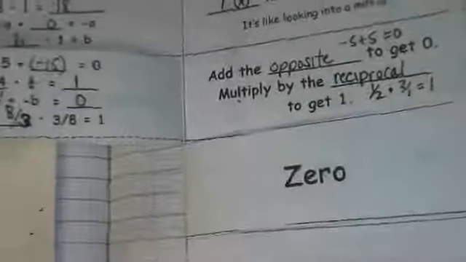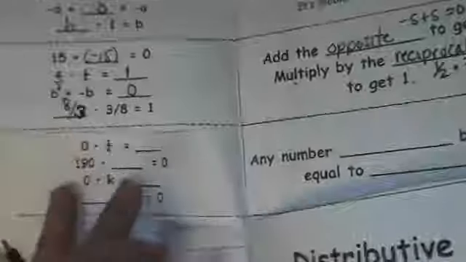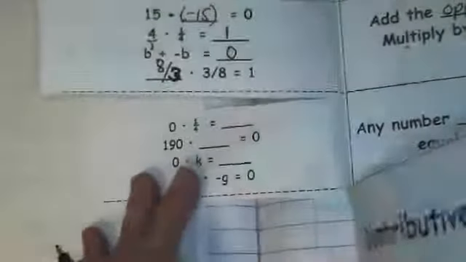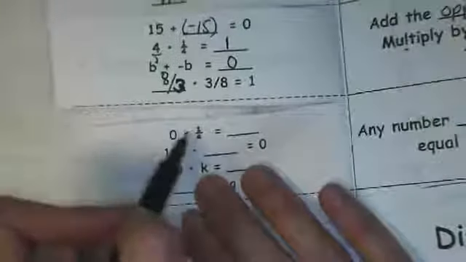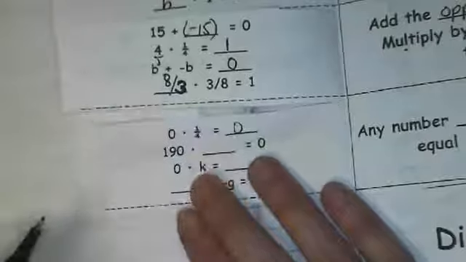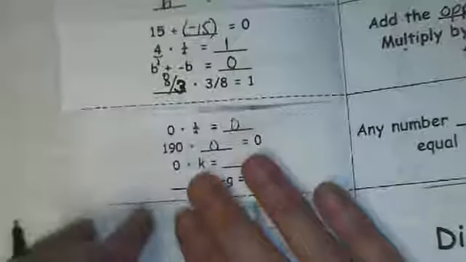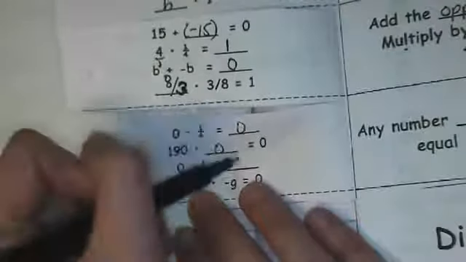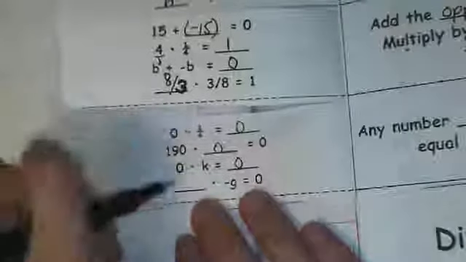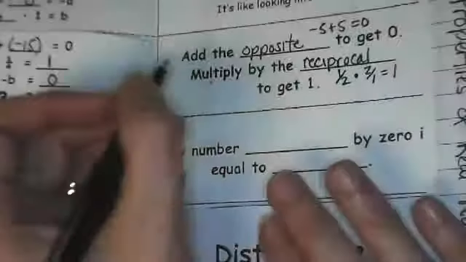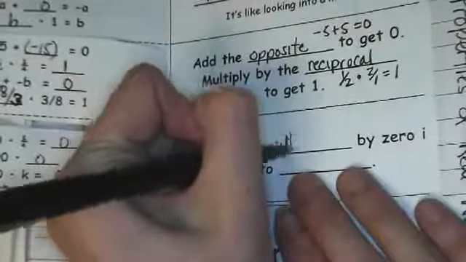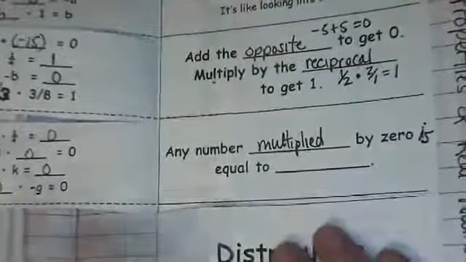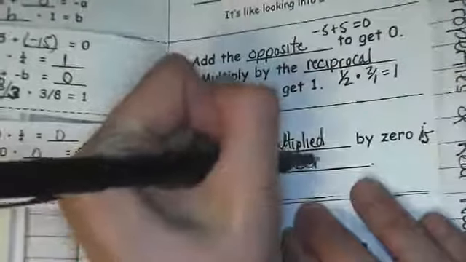Zero property is simple. With zero property, you notice that 0 times 1/4 is going to be 0. 190 times 0 is 0. 0 times k is 0. And 0 times negative g is 0. So this is easy. Any number multiplied by 0 is equal to 0. That's the easiest one to remember.